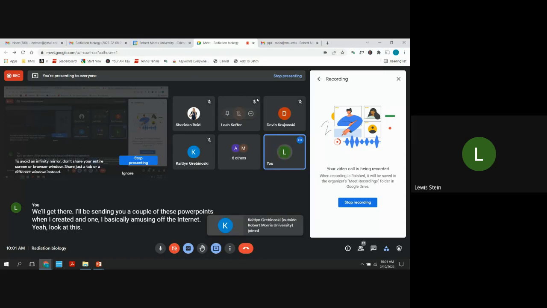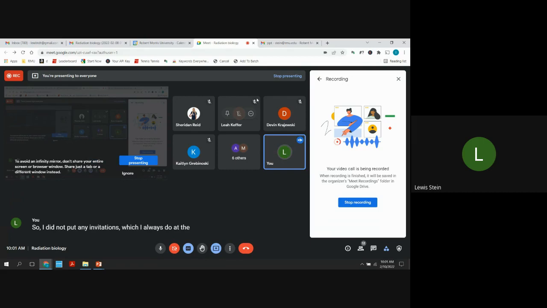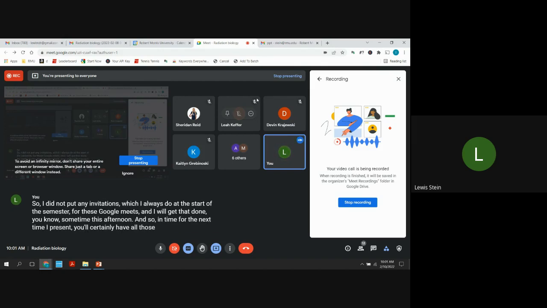So I did not put in the invitations, which I always do at the start of the semester for these Google Meets, and I will get that done sometime this afternoon. So in time for the next time I present, you'll certainly have all those invitations. I use them, and Dr. Buxton doesn't, but that's fine. Different material all the time. I may have to pause to let other folks in, but I don't think we're going to be here that terribly long.